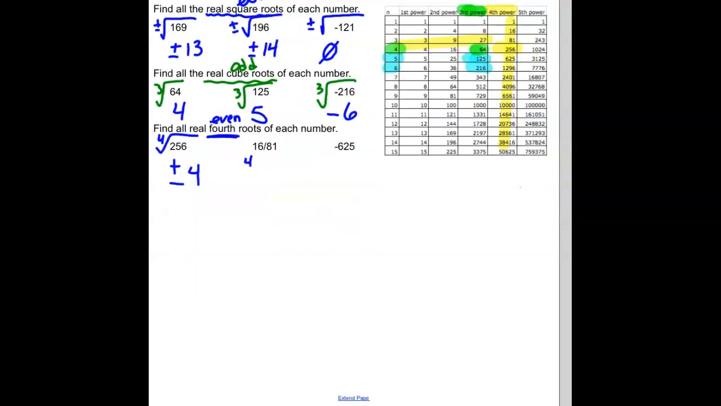If you're taking the fourth root of a fraction, like 16 divided by 81, we still have to include that plus minus. And we just take the fourth root of both the numerator and the denominator. So going back to my fourth powers, I see 16 here, its root is 2. I see 81 here, and its root was 3. So that will simplify down to plus minus 2/3. To take the fourth root of a negative number, remember an even root of a negative number, we're going to get no real solutions.